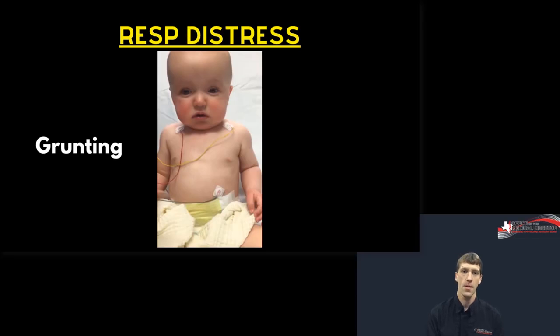Now, this is another example of respiratory distress in an infant. This is grunting. What grunting actually is is a partially closed glottis, and the child is essentially auto-PEEPing or trying to stent open the lungs, and that's what you're going to hear, this grunting sound.